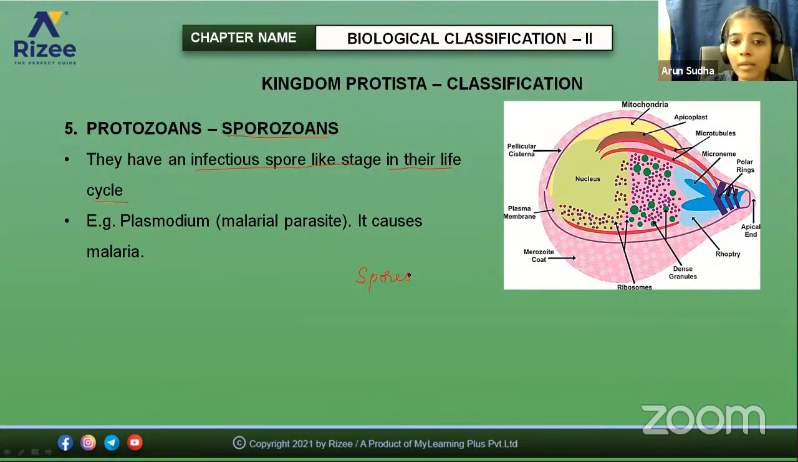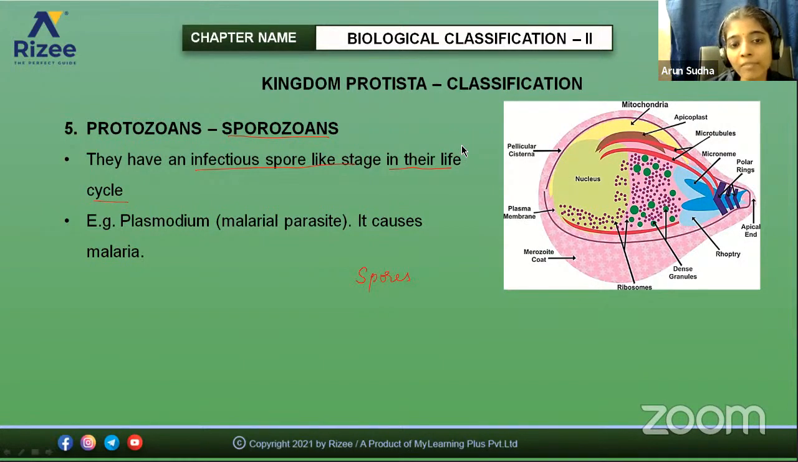So I hope you are clear with this till now. So what all we saw under the Kingdom Protista, just we'll have a recap of it and then we'll discuss a few questions. The main feature of Kingdom Protista is that they are unicellular eukaryotes.